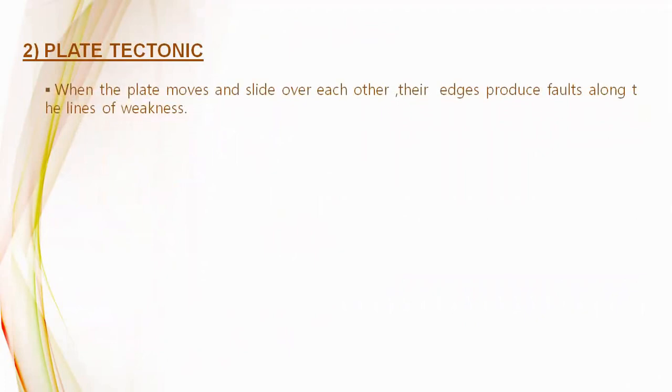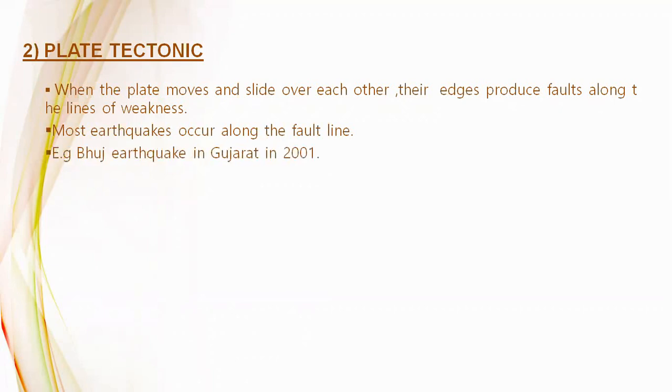Now, secondly, we have plate tectonics. When the plates move and slide over each other, their edges produce faults and lines of weakness. Our Earth is made of several plates which are in constant movement. So, when these plates move, they slide over each other, they hit each other, and the edges produce fault lines, these cracks in the plates. When this occurs, the earthquake is prominent at the fault line. It is a weak part of the earth crust.